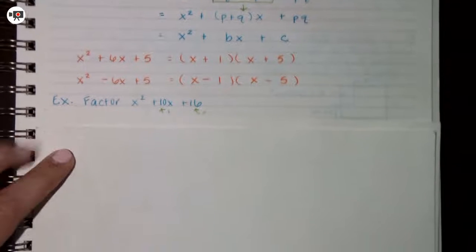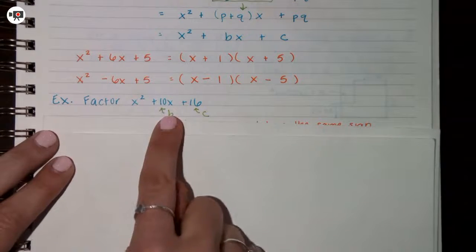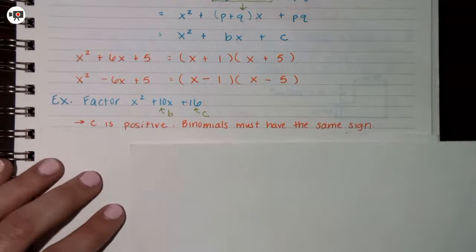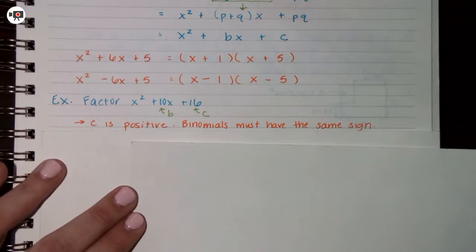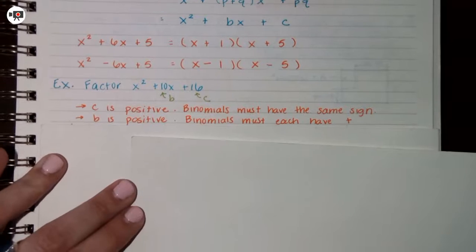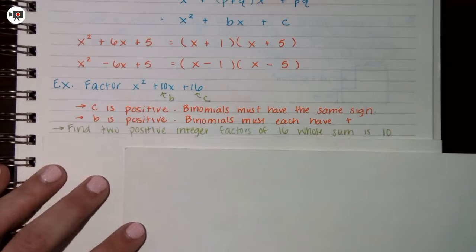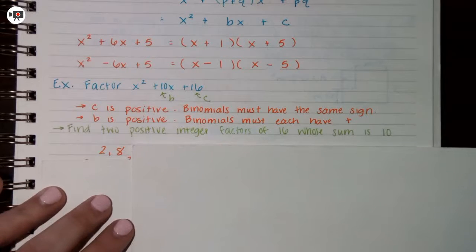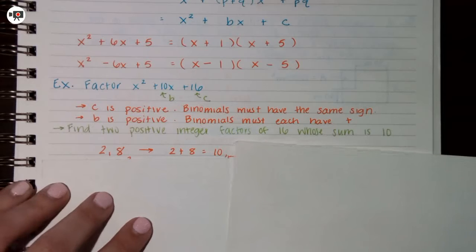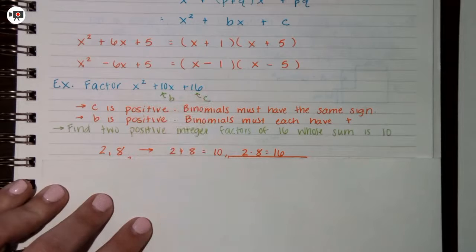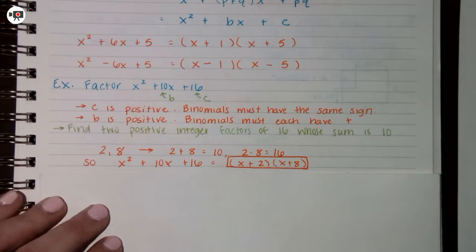So if we factor x squared plus 10x plus 16, my b term is 10 and c is 16. So I know c is positive, the binomials must have the same signs, and since b is positive, they're each going to have a plus in the middle. So I'm going to find two positive integer factors of 16 whose sum is 10. If I do 2 and 8, 2 plus 8 equals 10. So far, so good. And 2 times 8 is 16. So I get my 10 and 16 there. So x squared plus 10x plus 16 is (x plus 2) times (x plus 8).